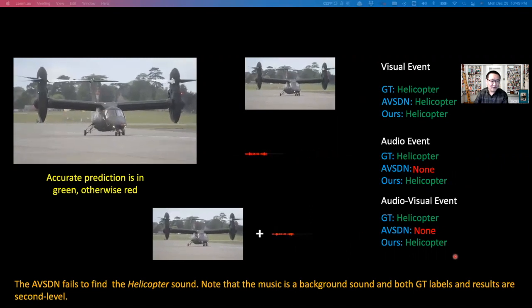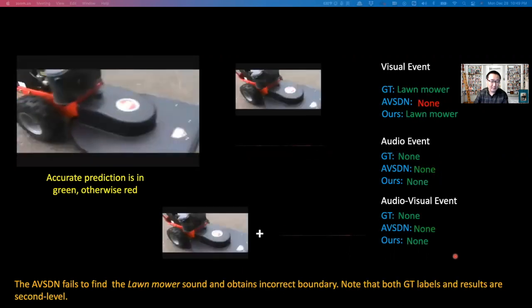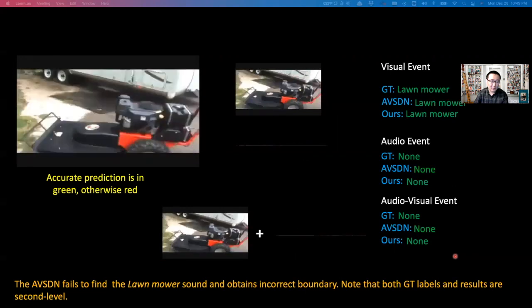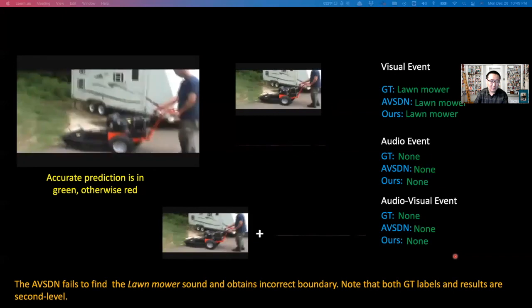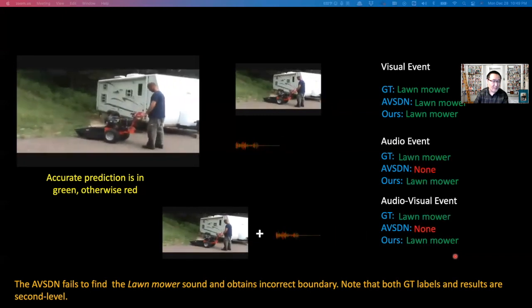The best model fails to find the helicopter sound, but our method can effectively detect audio events, visual events, and audiovisual events. The best model fails to find the lawnmower sound and obtains incorrect boundaries.